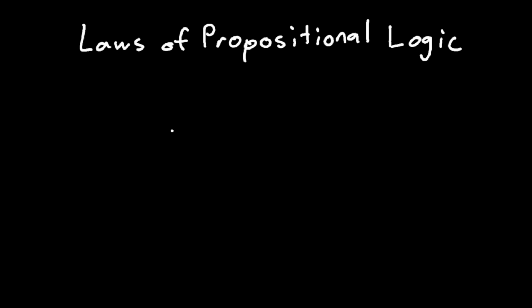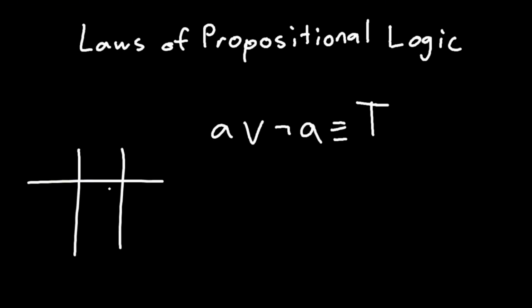Next one, we have the complement laws. Let's write down complement. Complement is A or not A is equal to true. You can actually write down the truth table for this relatively quickly. A, not A: you have true, false. Not A is false, true.